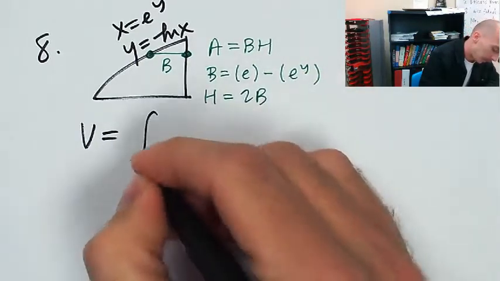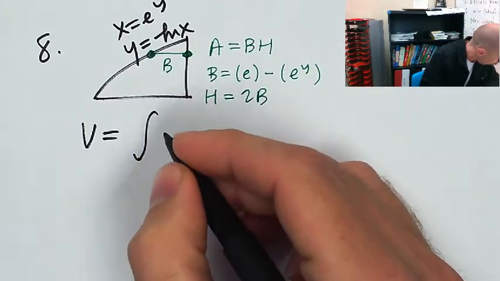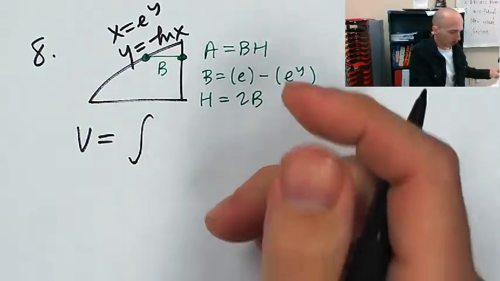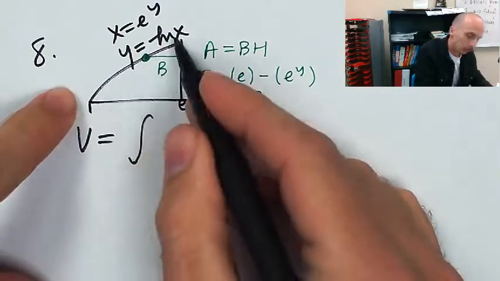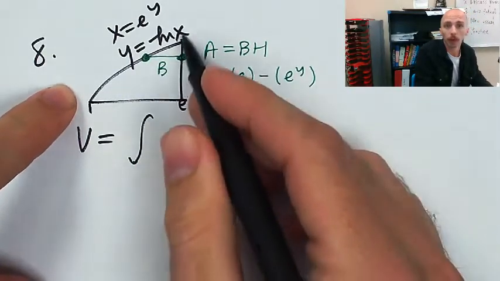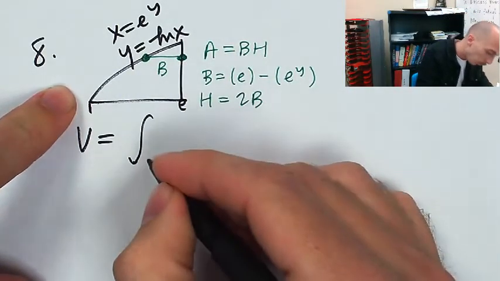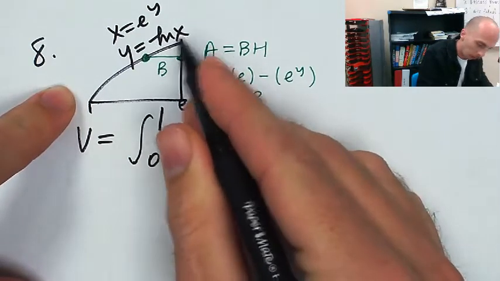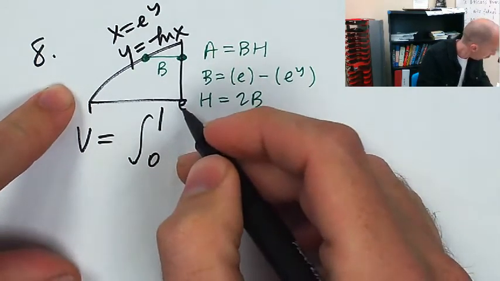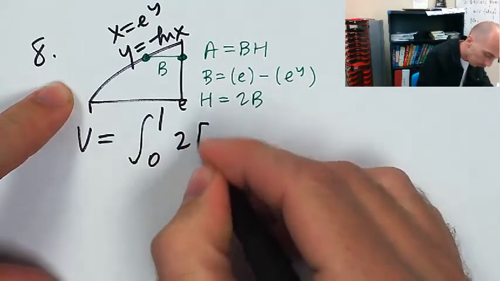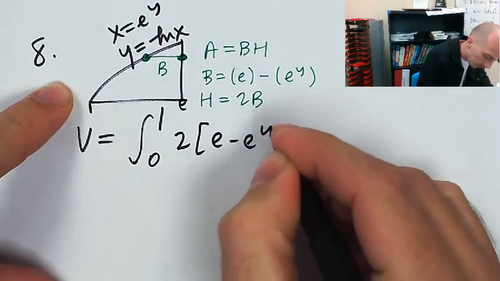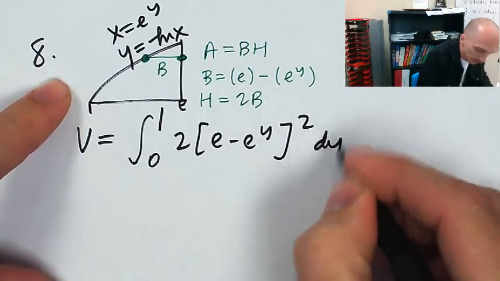So what I'm going to do is write it with respect to y, region C. This is x equals e right here, and x equals 1. The height is y equals log of x, so it's the log of e, which is 1. So y is running from 0 up to the log of e, which is 1. And I'm going to be integrating 2 times base squared, so 2 times e minus e to the y, squared, dy.